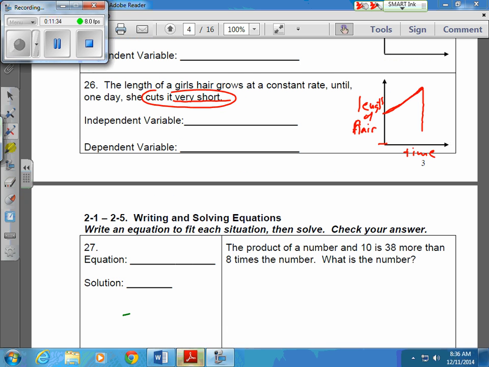So we have to define what very short means. If it's a girl, very short is probably about 6 inches. 2.5 inches. My hair might be, and then starts to grow again. I don't know. So your independent is time. Time is always independent. And dependent is the length of the hair.